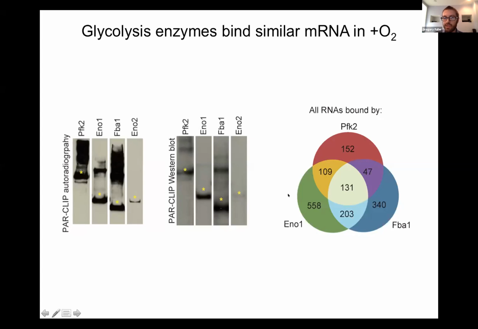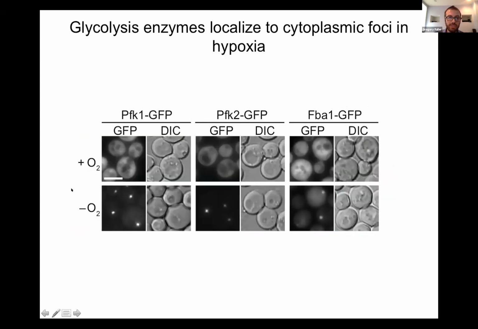When we sequenced these RNAs, we found that there are many RNAs specific to each glycolysis enzyme, but also a large subset of RNAs that are bound by multiple glycolysis enzymes. So we wanted to know if there were any conditions under which this RNA binding activity might modulate the localization of these enzymes. So we looked through a few conditions and we found that specifically under hypoxic stress, the glycolysis enzymes move from a diffuse localization to large single puncta. And this was true for multiple glycolysis enzymes.